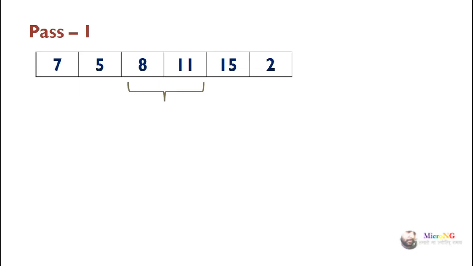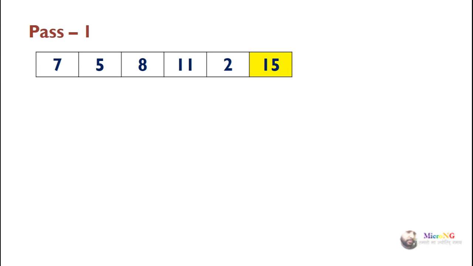Next we compare 8 and 11. 8 is smaller than 11, no need to swap. 11 and 15. 11 is smaller than 15, so no swap. 15 and 2. When we see 15 and 2, 15 is bigger when compared to 2, so they need to swap. So by the end of the first pass in bubble sort, the highest number of the given numbers will go to the end of the array.